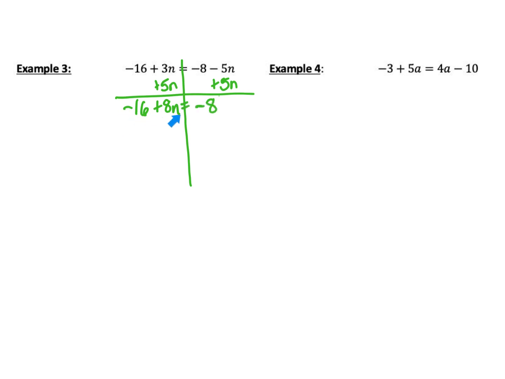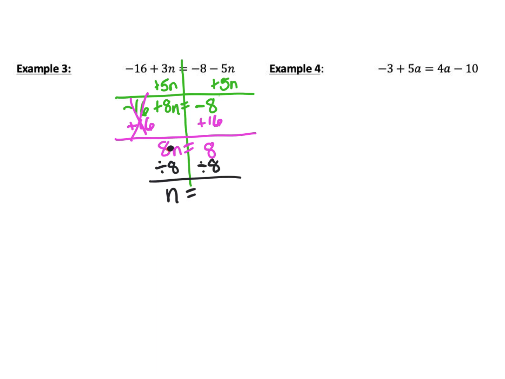I'm going to pull from the crowded side, so I'm going to pull this negative 16 over here with this friend. So I'm going to add 16 to both sides. That leaves 8n, because positive and negative 16 make it 0. Negative 8 plus 16 is 8. n and 8 are multiplying, so that means I'm going to divide by 8 on both sides. 8 divided by 8 leaves 1, or n by himself. So our answer is n equals 1.